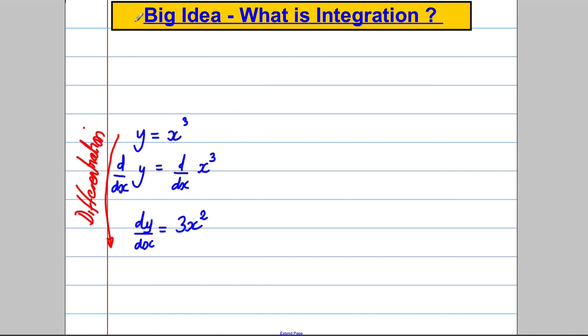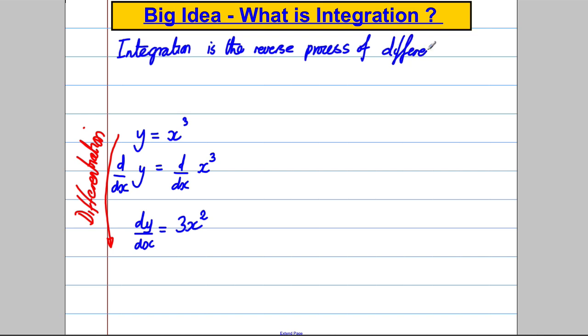Now, the big idea in this video is that integration, the process of integration, is the reverse process of differentiation. In fact, sometimes integration is given another term, it's called anti-differentiation. It undoes differentiation. Okay, so this is the big idea.